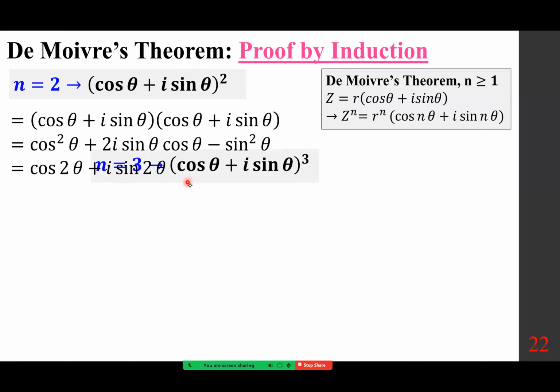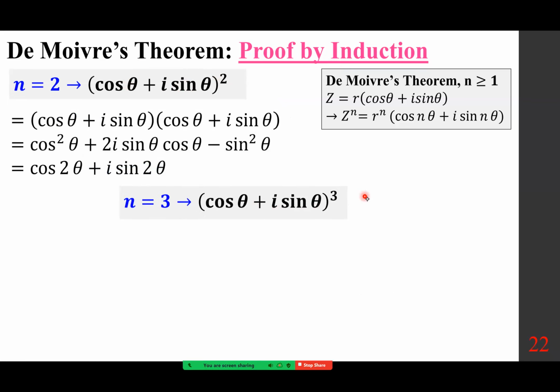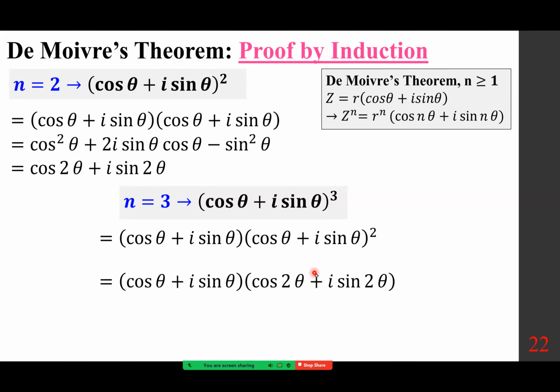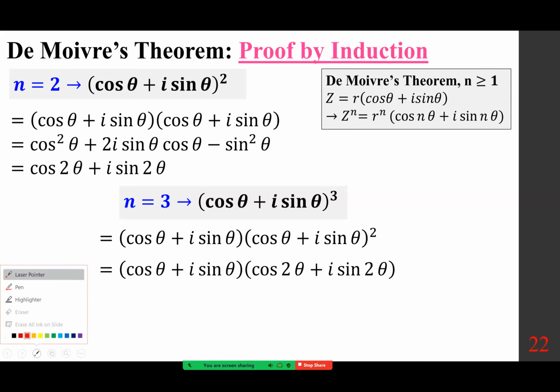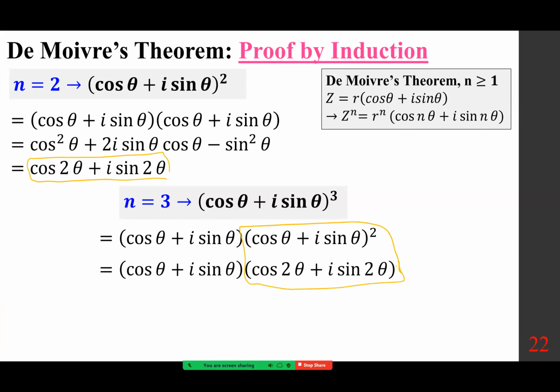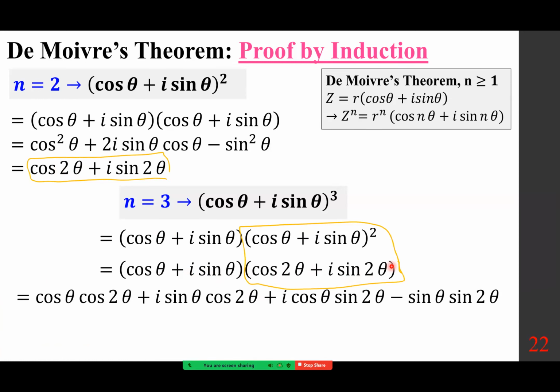You do the same thing for n equals 3, cosine theta plus i sine theta to the third power, which means this thing times cosine theta plus i sine theta, because this thing we already know is this. So we're going to replace this one here. Now you do the foiling, cosine theta times cosine 2 theta, i sine theta times cosine 2 theta, cosine theta times i sine 2 theta, i sine theta times i sine 2 theta.